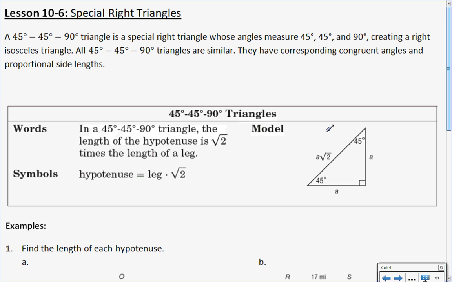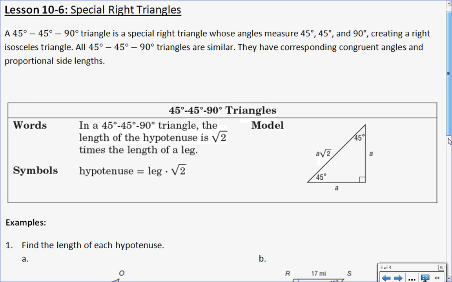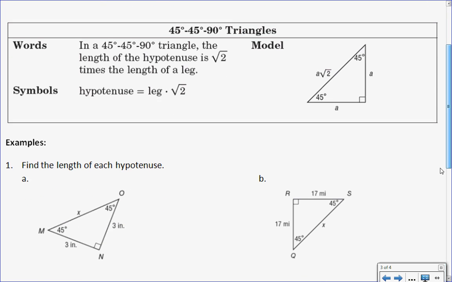So you have this picture here that shows a 45, 45, 90 triangle. And in words, this says in a 45, 45, 90 triangle, the length of the hypotenuse is the square root of 2 times the length of a leg. So if you knew the length of one of the legs, you would just multiply it by the square root of 2 to get the length of the hypotenuse. And that's true for any 45, 45, 90 right triangle. It doesn't matter what the length of the leg is, the hypotenuse is that number times the square root of 2. So let's see how we can use that to solve some problems.